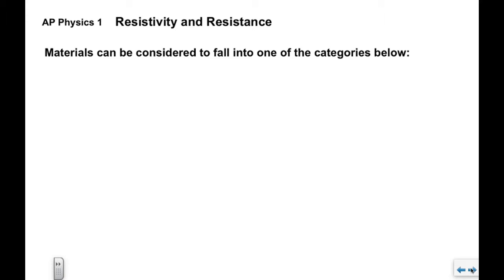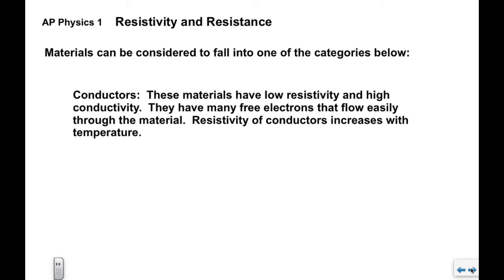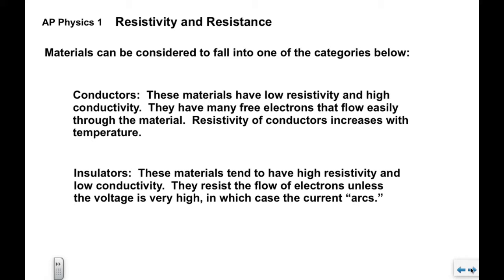Materials can be considered to fall into one of the categories listed here. We have conductors. These are materials that have a low resistivity and high conductivity. They have many free electrons that flow easily through the material. The resistivity of conductors increases with temperature. So when they get hot, the resistivity goes up, and the resistance to electron flow also goes up.